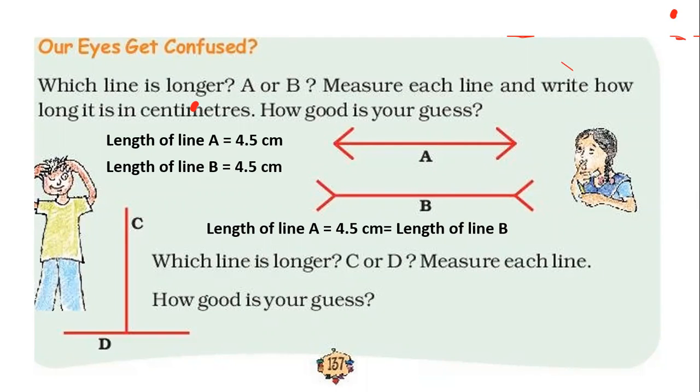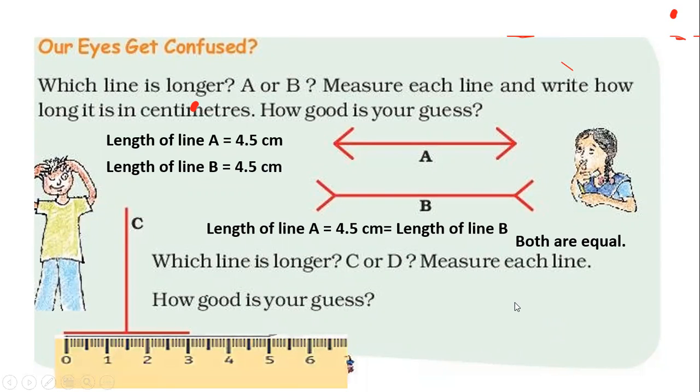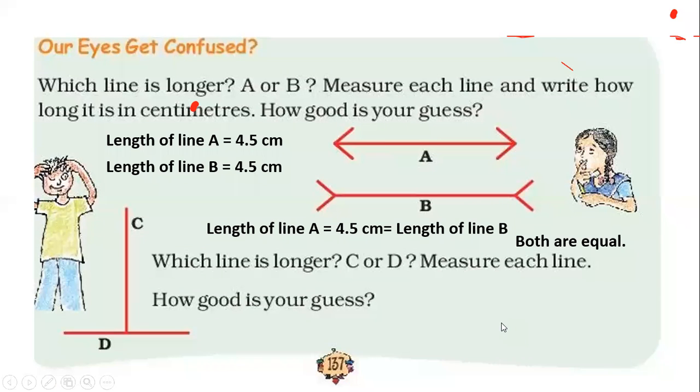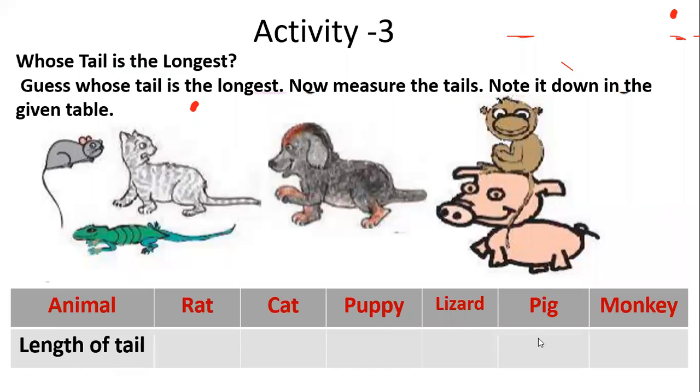4.5, 4.5. Look at the lines C and D here. What is the C length? 3 centimeter. D? D is also 3. Yes, that is also 3. So length of C, length of D, both are equal to 3.